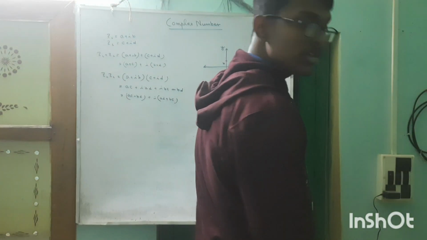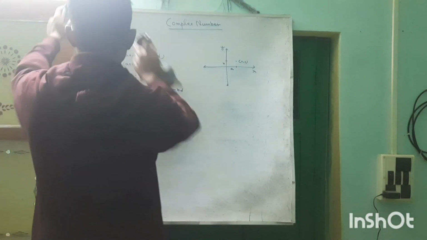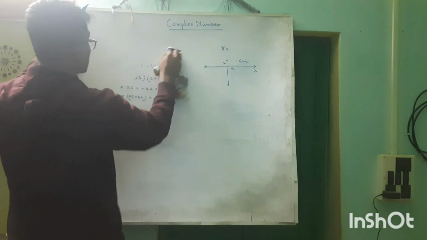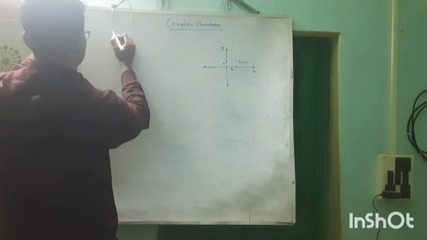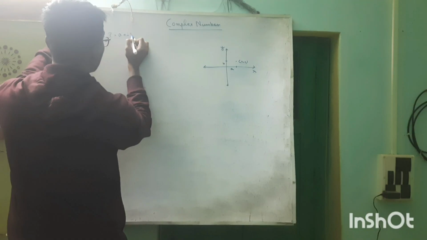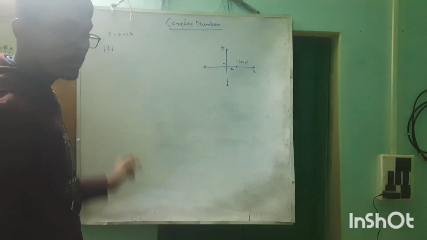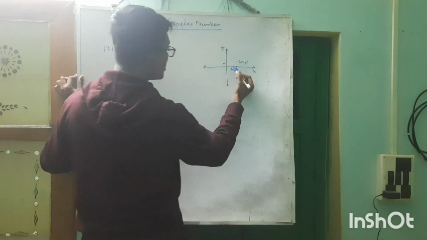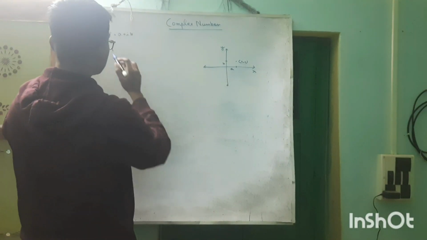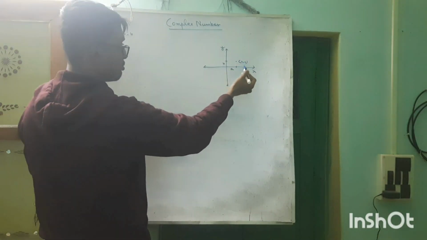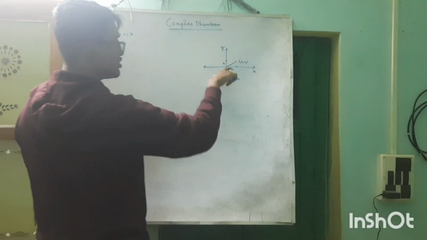Coming to the next part, that is very important: the modulus of a complex number and the argument of a complex number. Okay. Suppose z is a complex number a plus ib. So what is the modulus of z? We denote it as mod z. It means the modulus of a complex number. The modulus of a complex number is the distance of that point from the origin. Okay. So this distance is the modulus of that complex number.